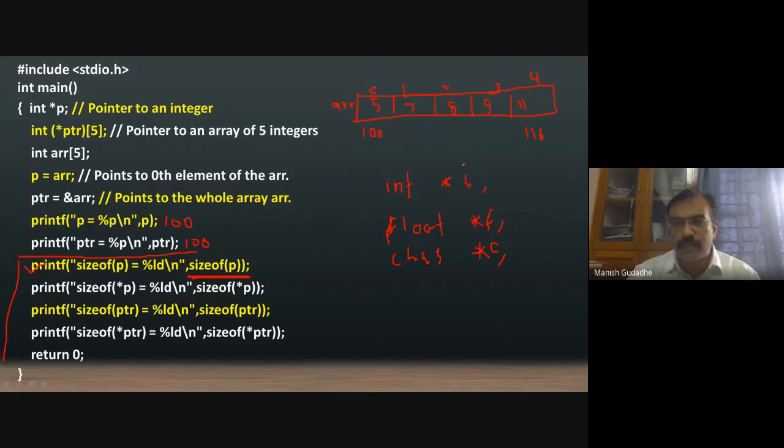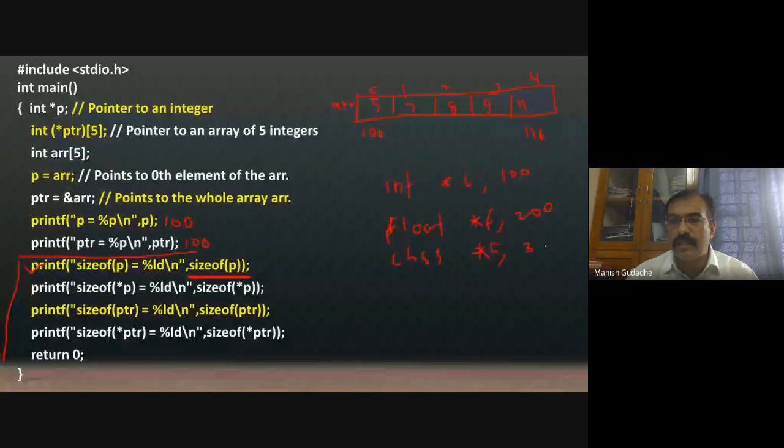This means i is an integer pointer. That means i is holding the address of an integer value, or i will point to the location where an integer value is stored. f will point to the location where a floating point value is stored. That means f is a pointer to a float variable. c is a pointer to a character variable, meaning it holds the address of a variable of type character. That means i, f, and c all are holding addresses. Let us say that i is 100, f is 200, and c is 300.